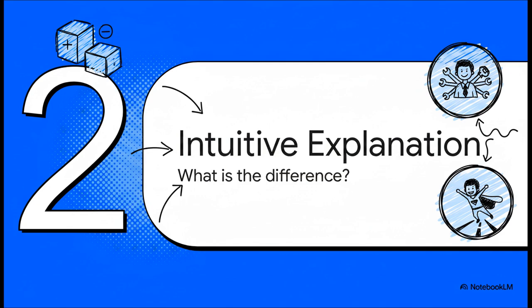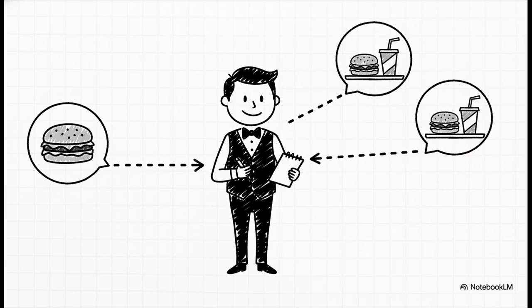Section 2, intuitive explanation. What's the actual difference here? Okay, imagine you're ordering at a restaurant. You walk in, look at the waiter, and say, "I'd like to order." Now, sometimes you might just order a meal. Other times you might order a meal and a drink. Notice how the fundamental action, the name of the action, ordering, stays exactly the same. But because the inputs you provided changed, what actually shows up at your table changes too. That right there, that is method overloading. It's the exact same action name, just handling different inputs.